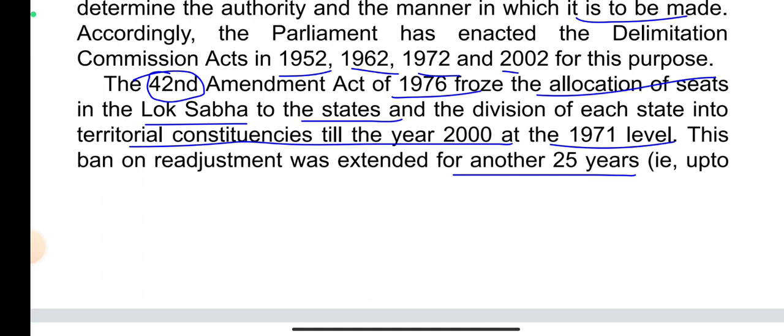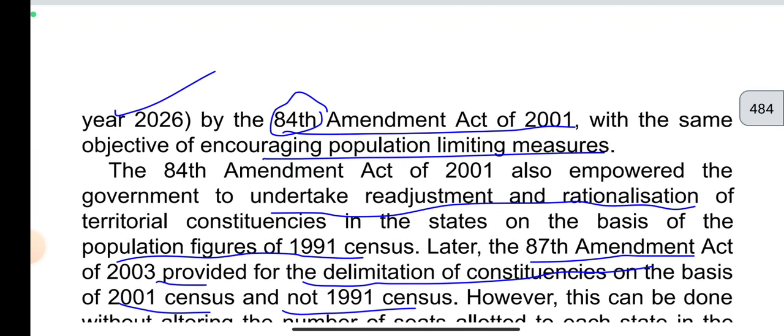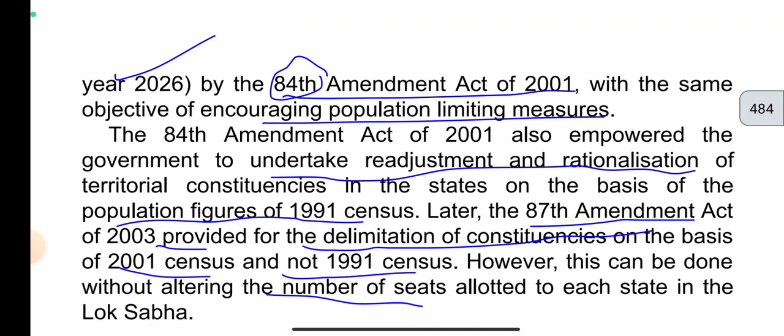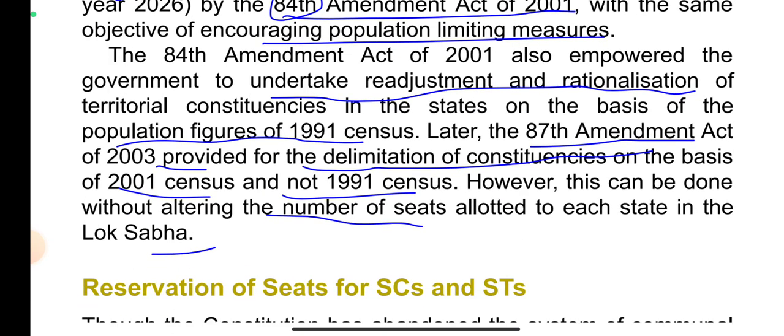At the 1971 level, this ban on readjustment was extended for another 25 years up to the year 2026 by the 84th Amendment Act of 2001 with the same objective of encouraging population limiting measures. The 84th Amendment Act of 2001 also empowered the government to undertake readjustment and rationalization of territorial constituencies in the states on the basis of population figures of 1991 census.